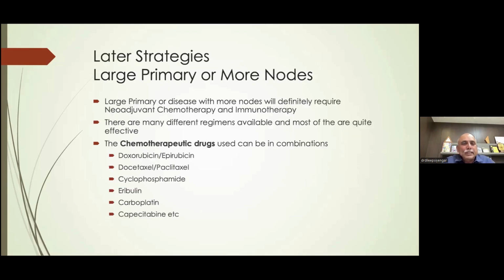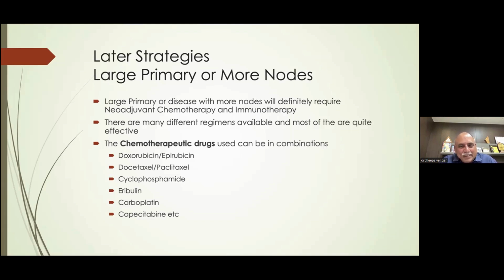These strategies are for larger primary disease, or disease with more nodes; they will definitely require neoadjuvant therapy and immunotherapy. This is to reduce the size so that it becomes more amenable to surgery and easy to remove, or easy to treat with the radiation as well. There are many different regimens available. I will not go into the detail because there are certain things which are best left for us poor oncophysicians.